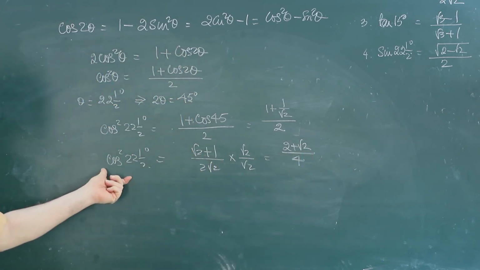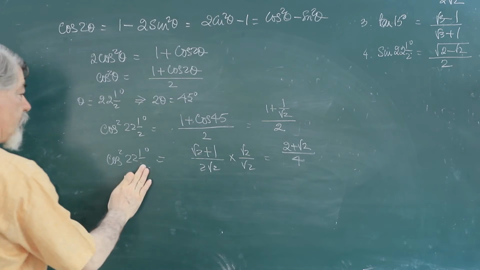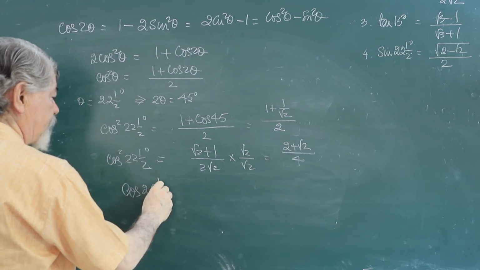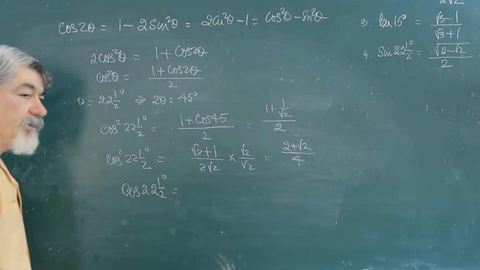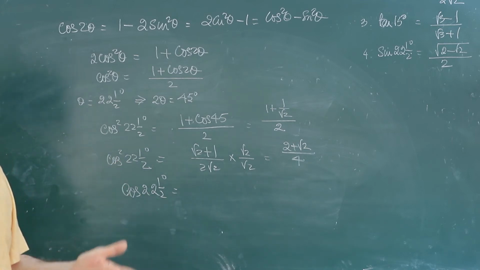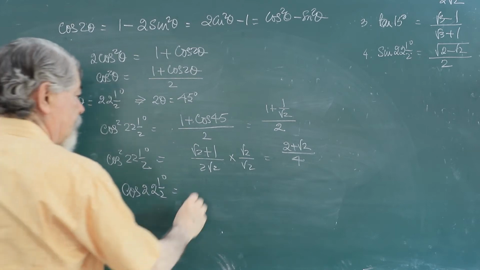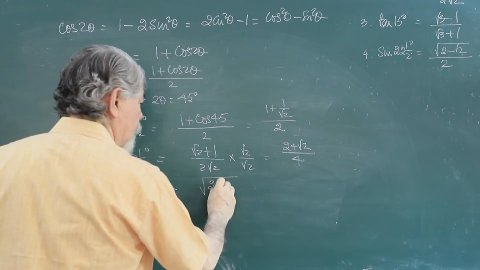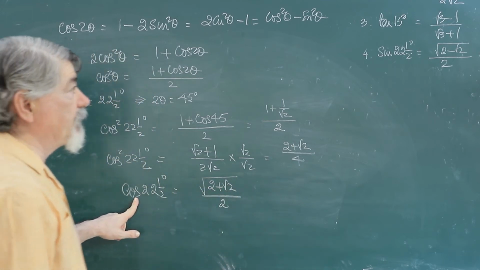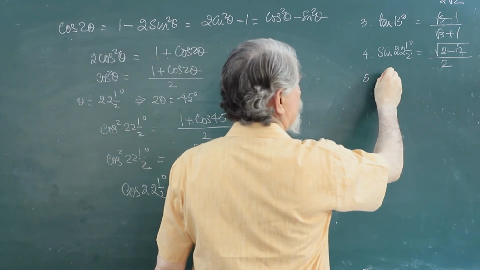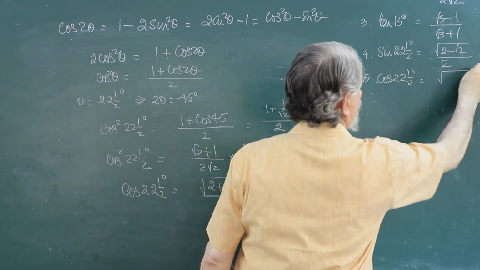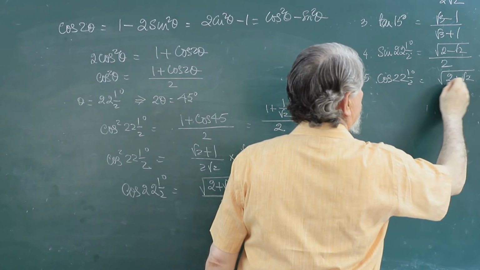And now I will take the square root because I have to calculate the value of cos 22 and a half. So cos 22 and a half will be plus minus. When we take a square root, I will take only the plus sign because I told you this is going to fall in the first quadrant, and in the first quadrant all trigonometric ratios are positive. So it will be root of 2 plus root 2 upon 2. So the value of cos 22 and a half will be root of 2 plus root 2 upon 2.